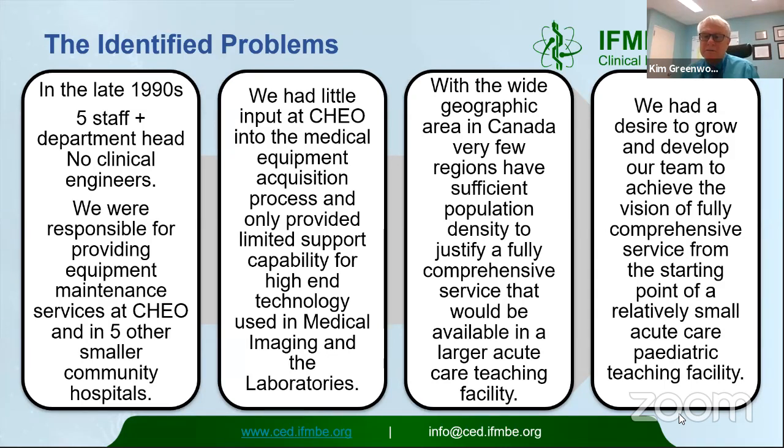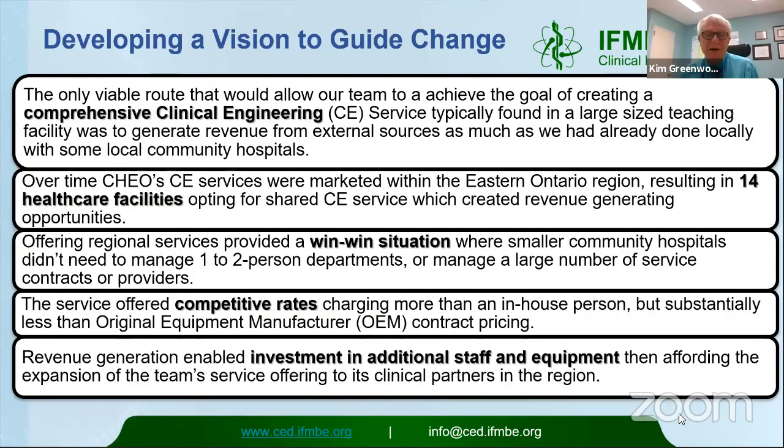We had the desire to grow and develop our team and to achieve a vision of a fully comprehensive service from a starting point of being a modest-sized acute care teaching facility. The only viable route that would allow our team to reach this goal: we developed a vision that we wanted to become a fully comprehensive service, typically found in your large teaching facilities. The only way for us to do this was to generate revenue from external sources, as much as we'd already done on a much smaller scale with a few community hospitals.